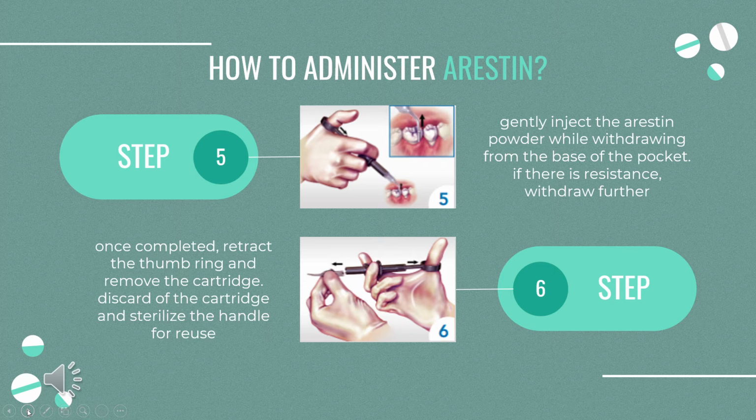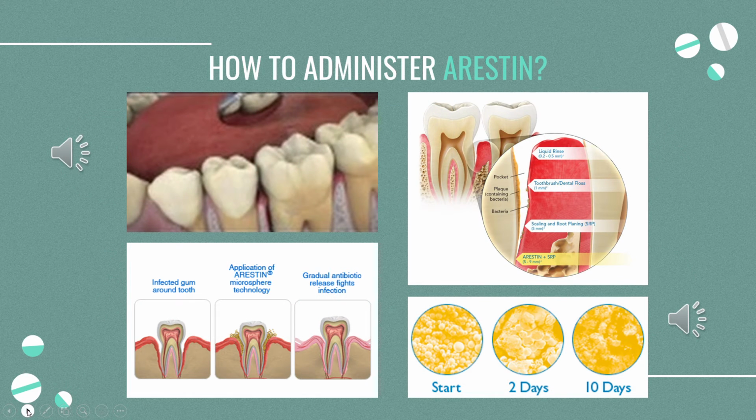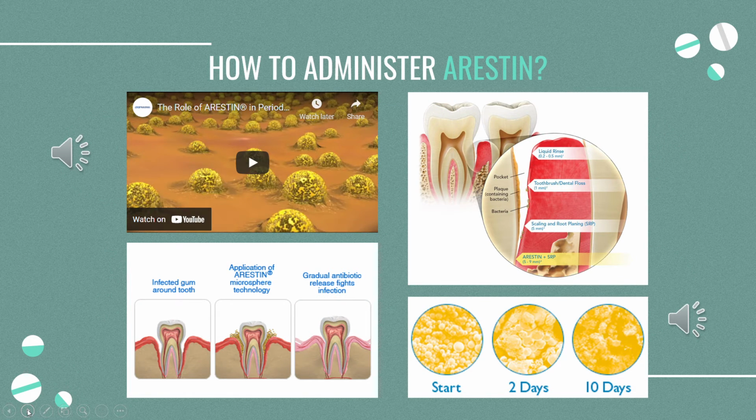Step 6, once completed, retract the thumb ring and remove the cartridge. Discard the cartridge and sterilize the handle for reuse. The following video will show how to administer Arestin, the indications, and some important information regarding safety.